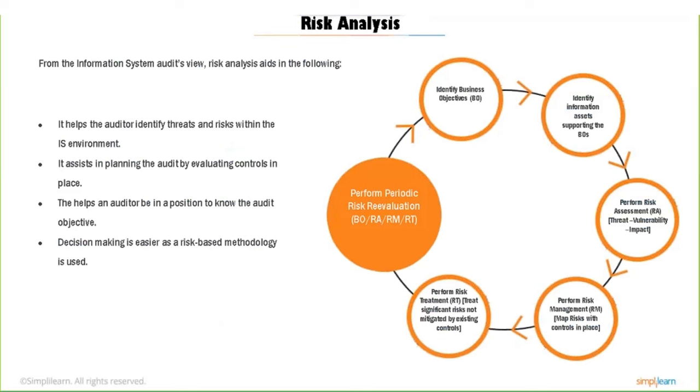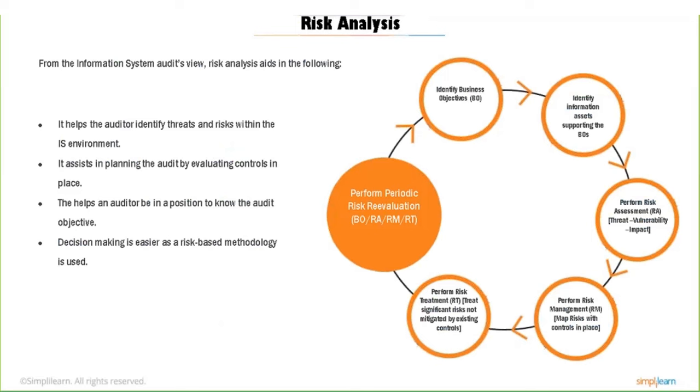In simple words, you need to understand the organization, because the risk analysis varies from organization to organization. If you are in a pharma company, then your business objective will be different. If you are in an IT-related company, just like my company, my business objectives are different. If you are in the healthcare industry, the business objectives are different. So in basic language, when you talk about identifying business objectives, you need to understand your organization.